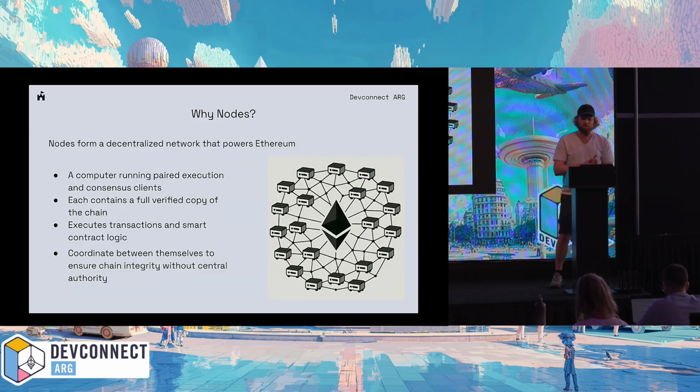And nodes are great because each contains a full verified copy of the chain, so it's trustless. You have it right with you. You don't need to take anyone else's word for it. Nodes are responsible for doing the computing, essentially. They're executing transactions and powering smart contract logic. And nodes are also responsible for coordinating between themselves to ensure that we have good chain integrity and that no one is in control.